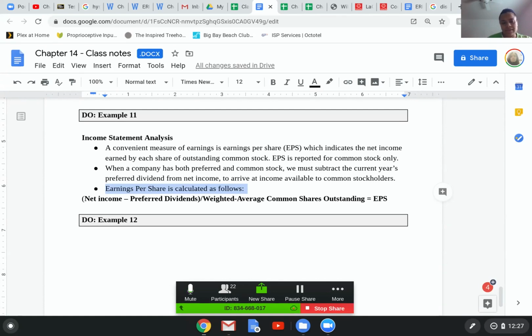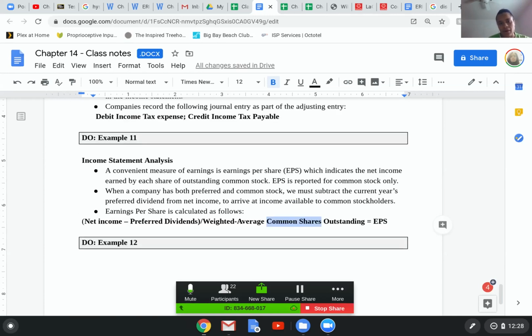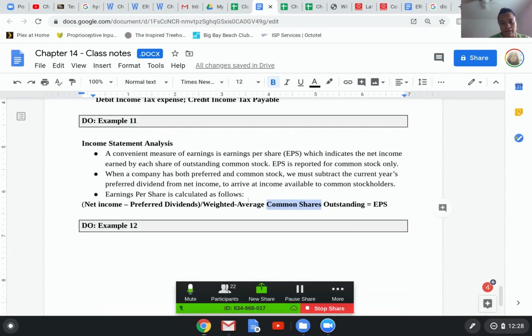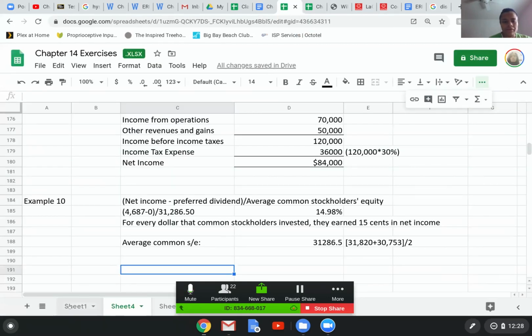So basically, we're just saying for every share, so now not the average common stockholders' equity, but the average shares outstanding. For every share that a common stockholder holds, that they own, how much money has been earned? So this is an actual dollar amount. The previous calculation was a percentage. This is a dollar amount. So let's look at example 12.